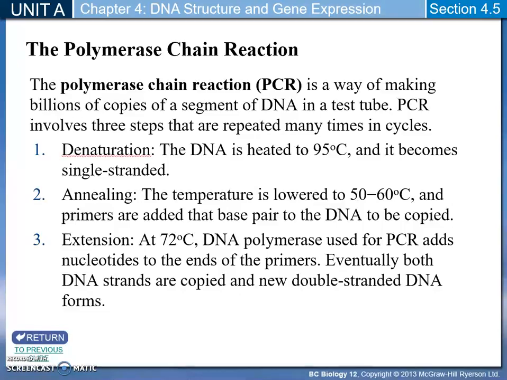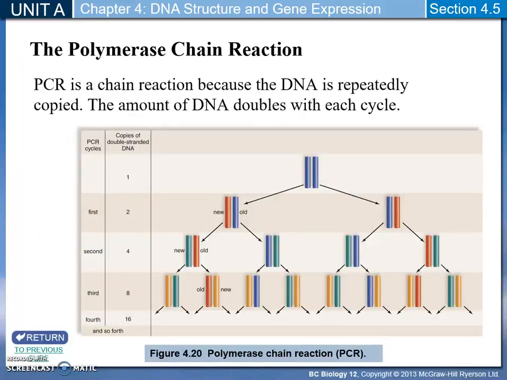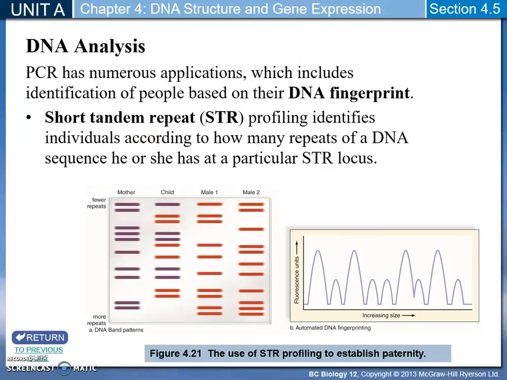And this is a necessary process in order to actually do analysis of DNA samples, because quite often the DNA sample is very small, and so it has to be replicated many times in order to get a usable DNA sample. So the polymerase chain reaction is a chain reaction because the DNA is repeatedly copied. So the amount of DNA doubles with each cycle. And it has numerous applications, as mentioned.